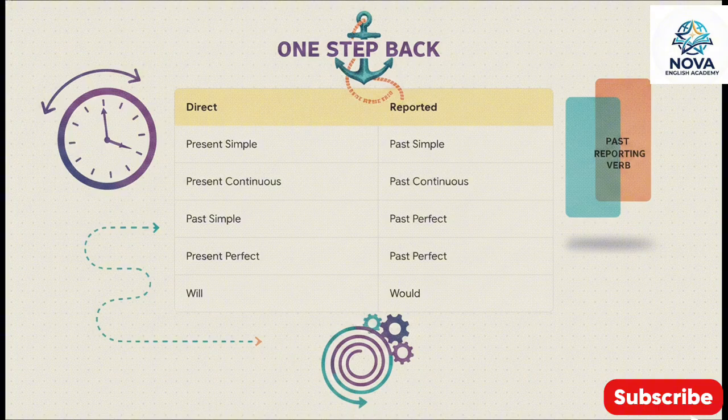But what if the original quote was already in the past? Well, past simple takes a step even further back into the past perfect. So I visited London turns into he said that he had visited London. The present perfect also becomes past perfect. And finally, if someone uses the future tense will, like I will call you, we step that back to would, resulting in he said that he would call me. Once you see the underlying logic of just stepping back in time, this whole transformation becomes incredibly intuitive.